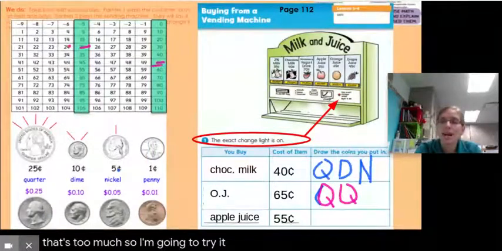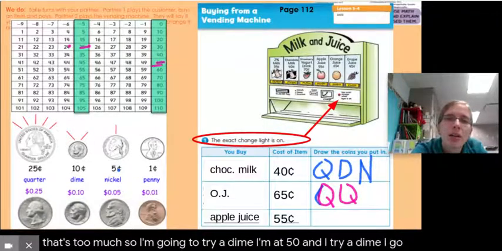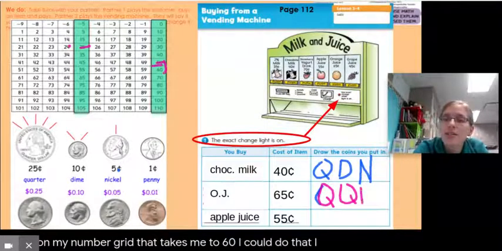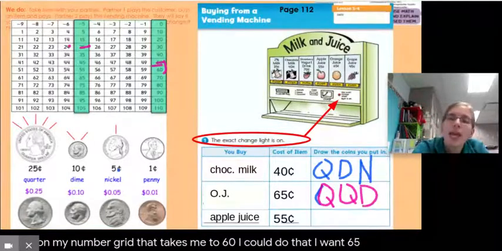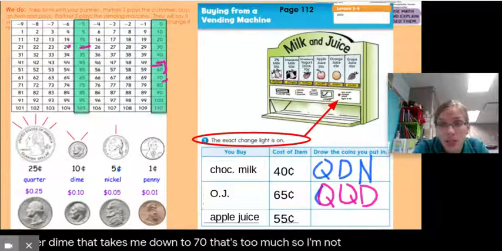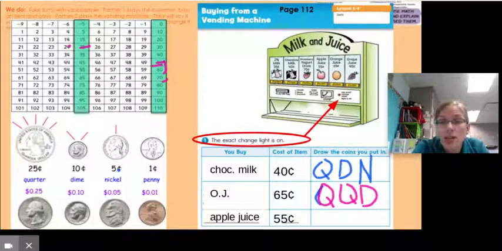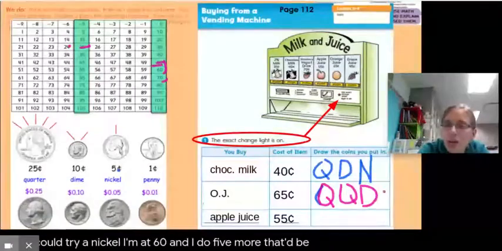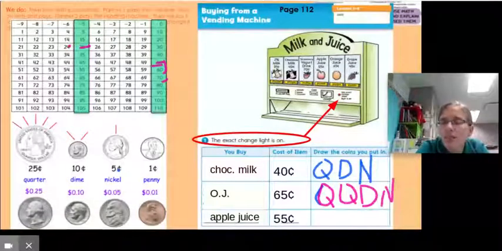So I'm going to try a dime. If I'm at 50 and I try a dime, I go down on my number grid. That takes me to 60. I could do that. I want 65. If I try another dime, that takes me down to 70. That's too much, so I'm not going to do that. I could try a nickel. If I'm at 60 and I do 5 more, that'd be 65. That's perfect. So I have 25, 50, 60, 65.